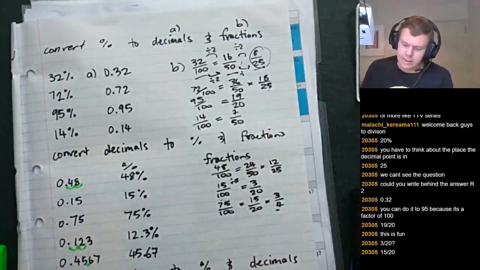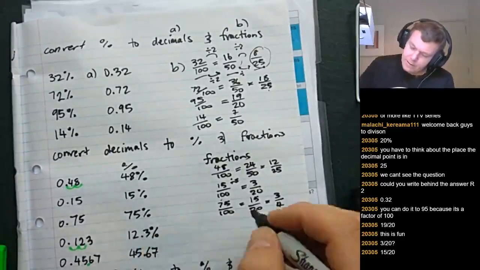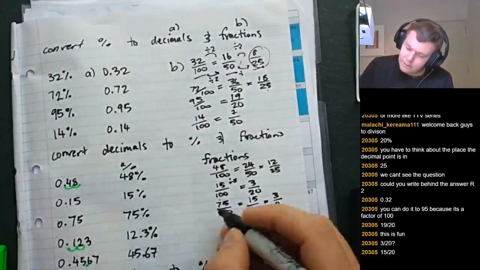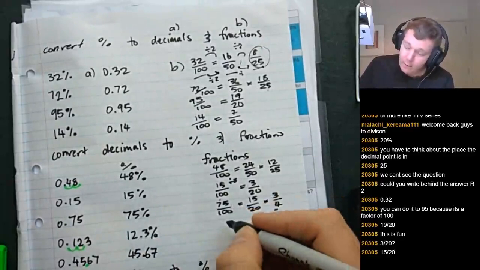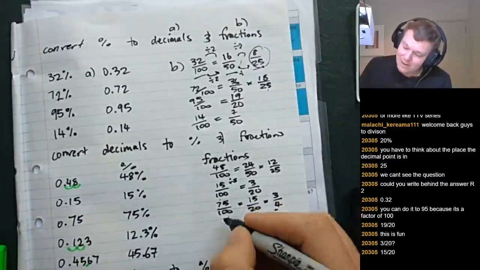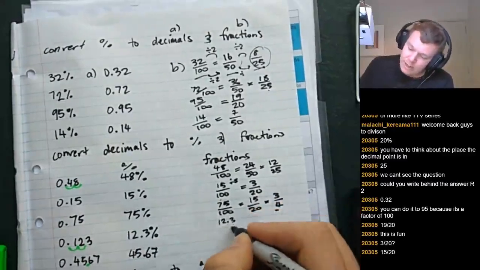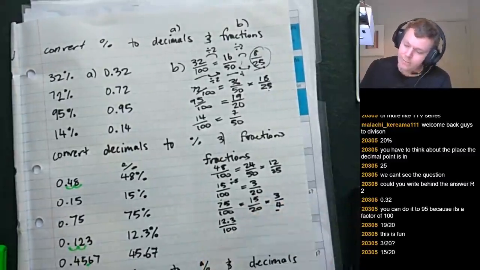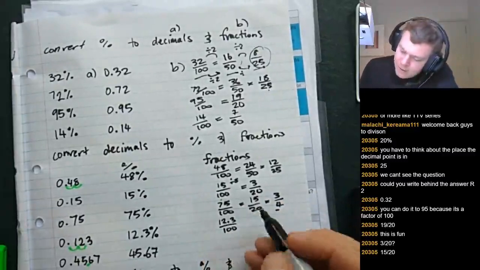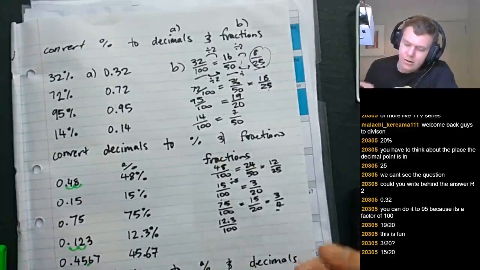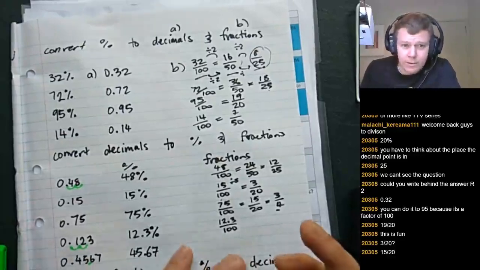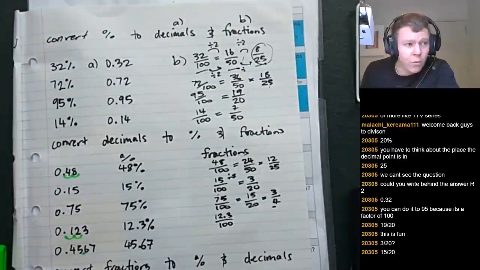All right, last one. We have 12.3 as a fraction, as a decimal, as a percentage. So that's 12.3 out of 100. Now, this time we don't want that decimal point to be in our fraction. That's kind of a rule with fractions. You don't want decimal points to be in there.